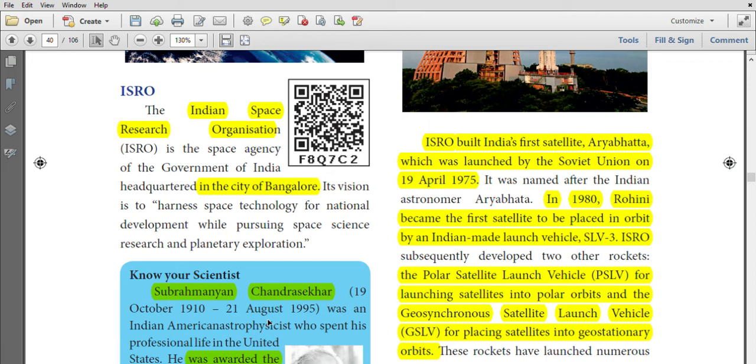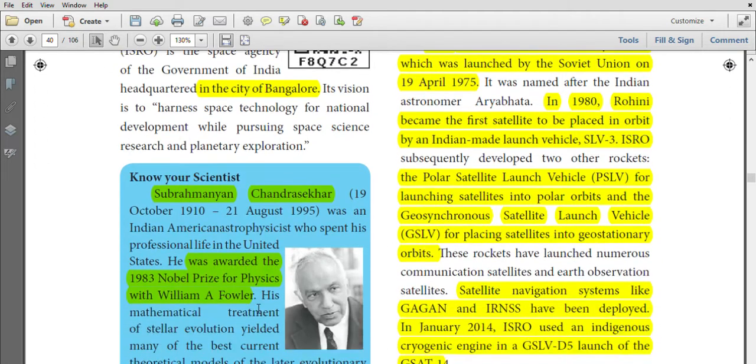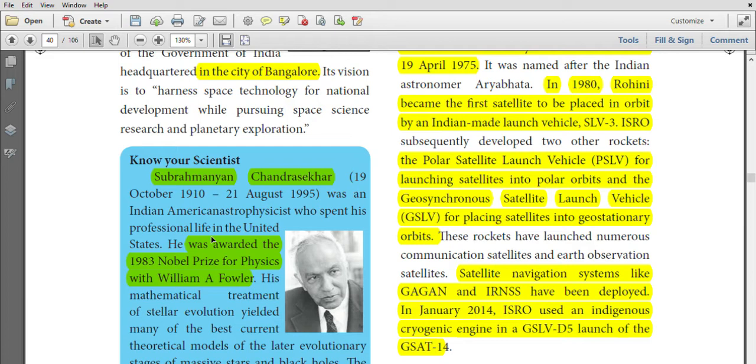ISRO. ISRO is the Indian Space Research Organisation. It is situated in the city of Bangalore. Subramanian Chandrasekhar is a scientist. He was awarded the 1983 Nobel Prize for Physics along with William A. Fowler.